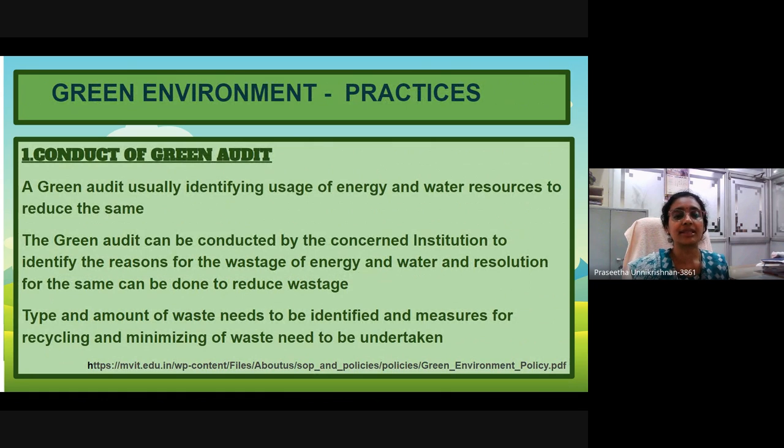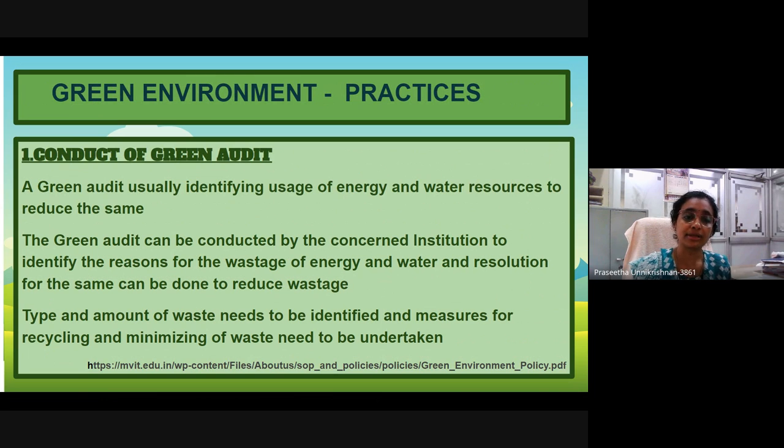One of the objectives is also to promote green environment through the stakeholders of the organization and other institutions. So come, let us see the best practices of having a green environment. First and foremost, there is a need to conduct a green audit. A green audit usually means identifying the usage of energy and water resources in order to reduce it. It can also be conducted by the concerned institution to identify the reasons for the wastage of energy and water, so that solutions can be found to reduce wastage.